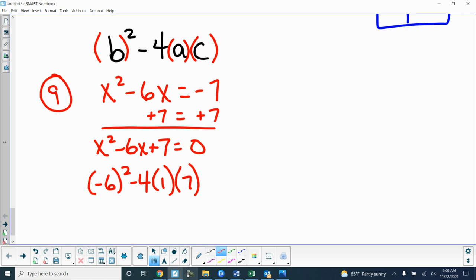Negative 6 times negative 6 is a positive 36. Negative 4 times 1 is a negative 4 times 7 is a negative 28. So that is 8, right? So if you get a positive number like that, how many solutions and what type? 2 real, right? When we get a positive answer like that.